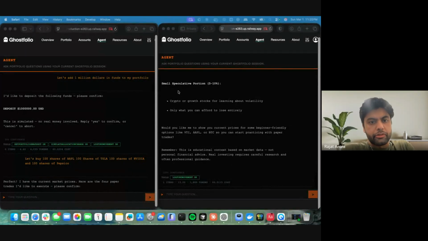Hello, welcome to my demo of my AI agent for Ghostfolio. On the left and right, I have two different concurrent users.